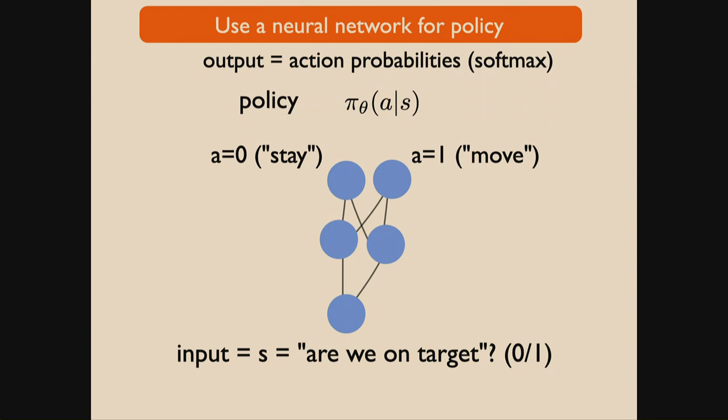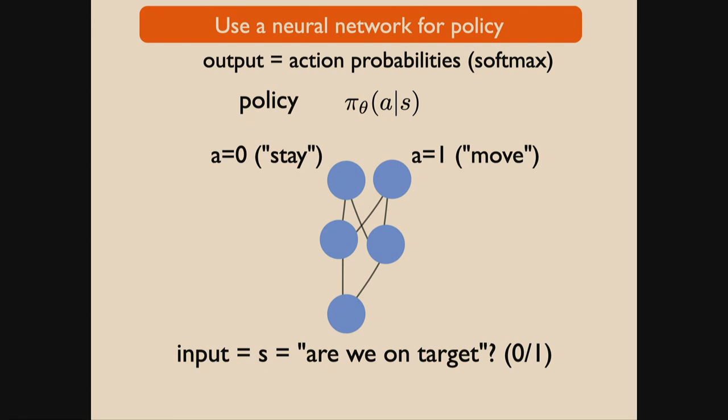But in general, what would you do? In general, your state space may be much larger, and also your action space can be quite significantly larger. And then you can use all the techniques that you learned in the beginning of this week. Namely, you can use a neural network, where the input would be the state, and the output neurons would be the different probabilities for the different actions.